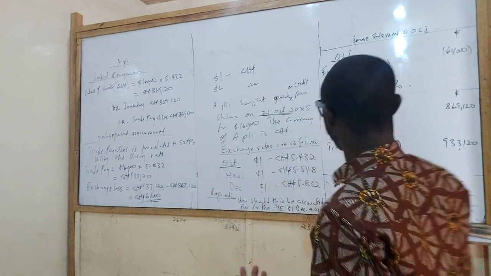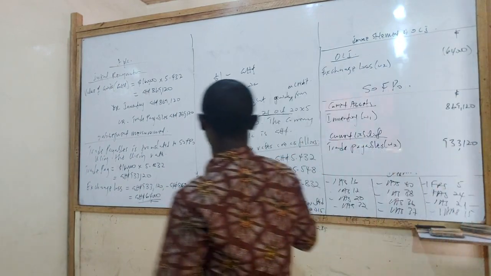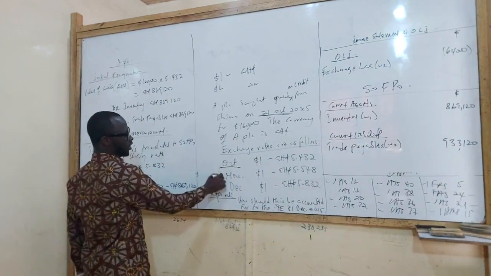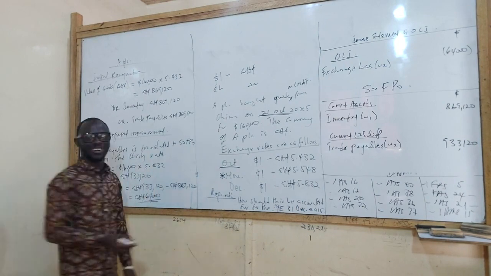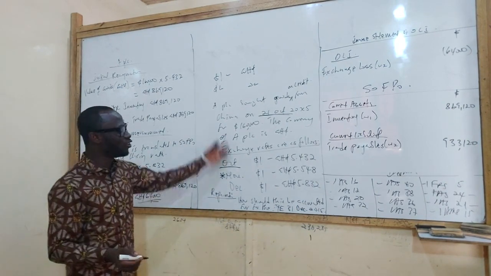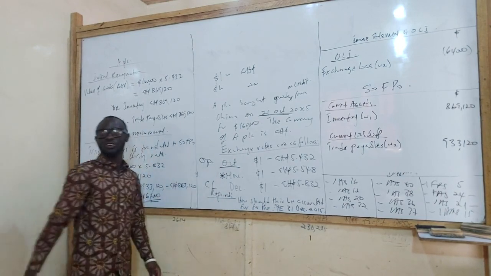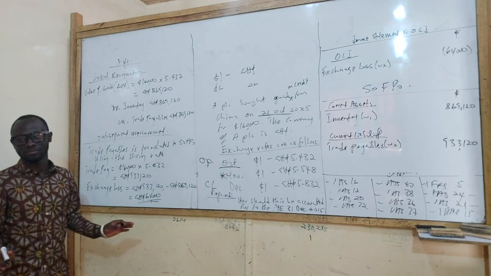So that is it about the issue of IAS 21. At the end of the day, all you ask is, what's the opening rate, what's the closing rate? That's all you're interested in.